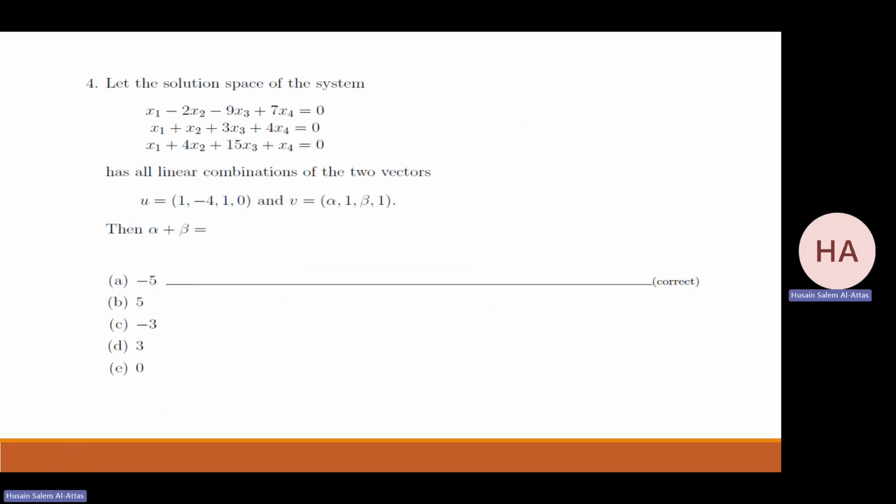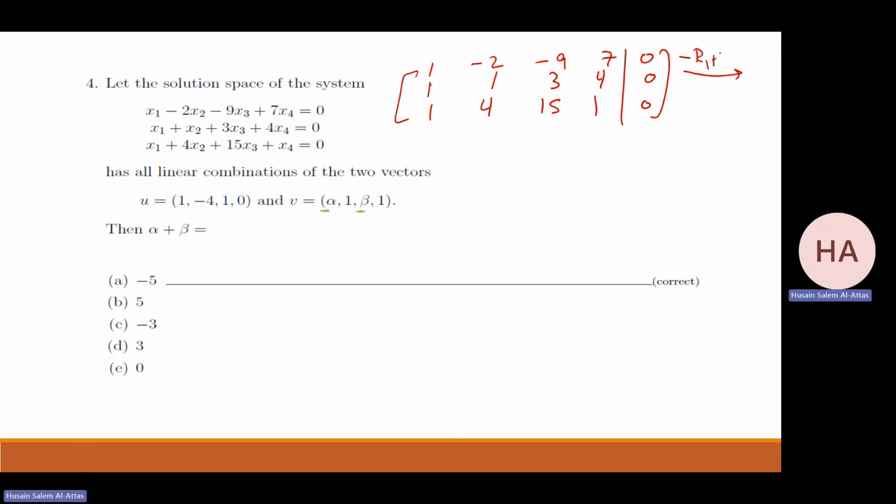Find the solution space. Let the solution space be all linear combinations of the following vectors. Okay, what he did, he put variables here. So after I do the calculation, I check these two variables, and I add them. Okay, do the same strategy. Oh, let it be red. I have 1, minus 2, minus 9, 7, 0; 1, 1, 3, 4, 0; 1, 4, 15, 1, 0.